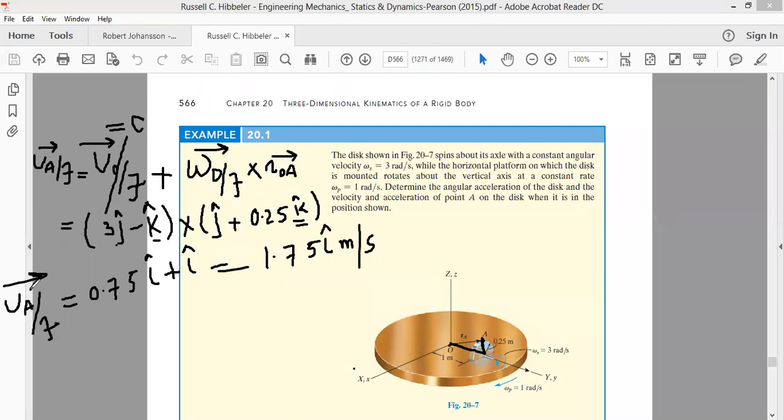This is what it is. Velocity of A with respect to the ground: the observer on the ground will say that this point A is translating with a linear velocity of 1.75 meter per second along the x-axis. Let's see what the answer book has given.